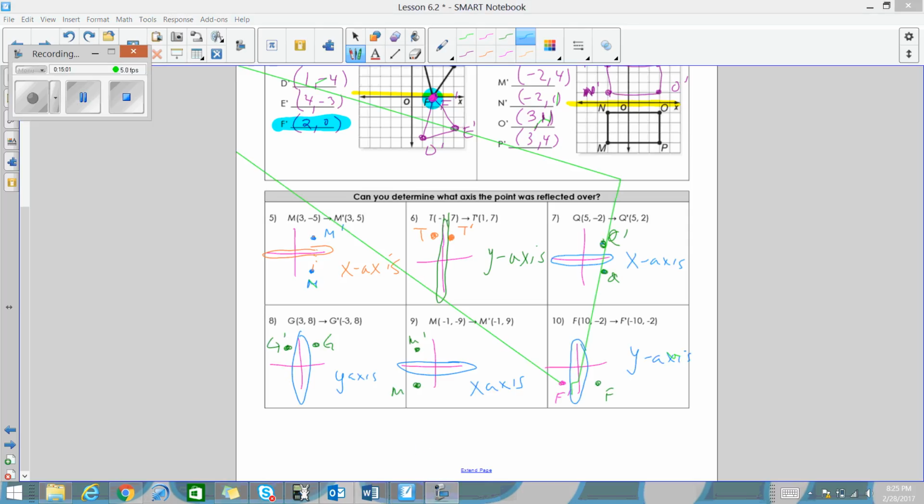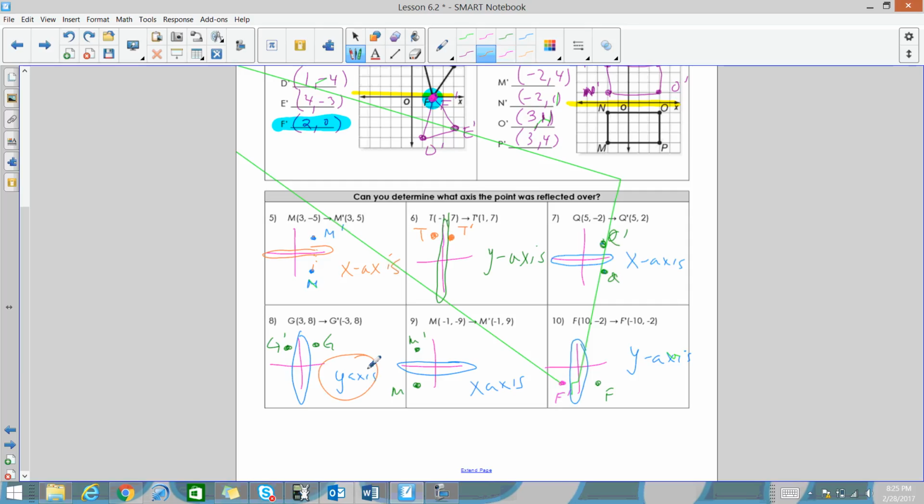All right, so again, my computer started acting goofy again. So number 8, it reflects over the y-axis. Number 9 is the x-axis, and number 10 is the y-axis. If you didn't get it, take a look at my points, see where they are, but hopefully you all did really well on this.